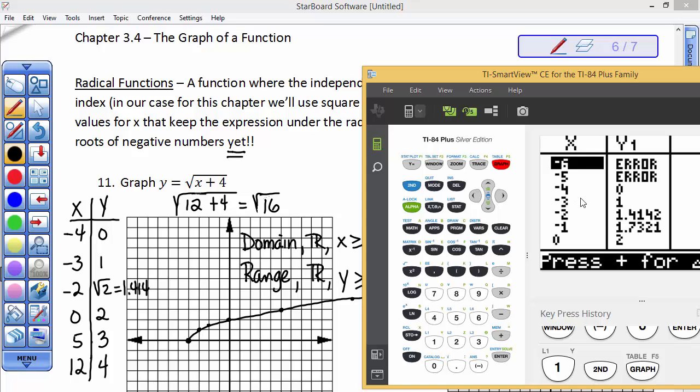Also, can you notice that in the y column, it's showing us that the y values are all greater than 0. So that's pretty cool for a radical function. Let's go take a look at this one. So let's go ahead and just put it in the graphing calculator.